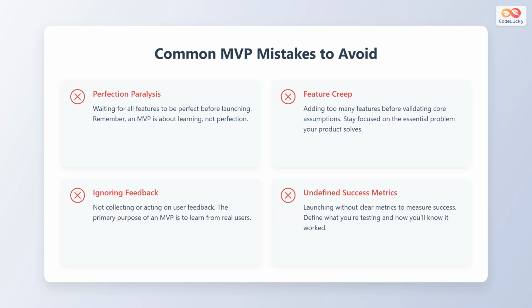To ensure the success of your MVP, here are some common mistakes to avoid. First, perfection paralysis. Don't wait for all features to be perfect before launching. An MVP is about learning, not achieving perfection from the outset. Second, avoid feature creep by adding too many features before validating your core assumptions. Stay focused on the essential problem your product solves. Third, don't ignore feedback by not collecting or acting on user input. The primary purpose of an MVP is to learn from real users. Finally, avoid launching without clear metrics to measure success. Define what you're testing and how you'll know it worked.